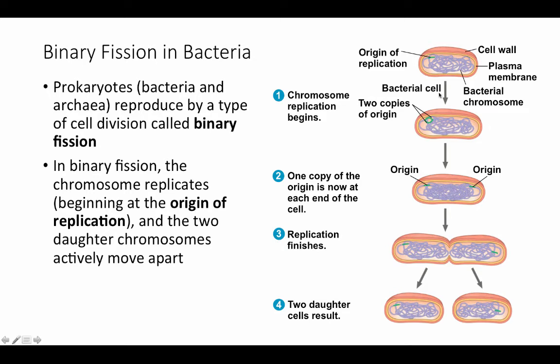So it's going to start at an origin of replication, and then there are going to be two copies in this replication bubble, and these are going to move away from each other. As the two copies of the origin move away from each other, they're going to move to opposite ends of the cell, so that the origin on one copy is going to go to one side, the origin on the other copy is going to go to the other side. This is what's going to pull the two chromosomes to either end of the cell. So here, one copy of the origin is now at each end of the cell, and as replication finishes, everything's going to move toward that origin, and then the cell membrane can pinch off and result in the two daughter cells.